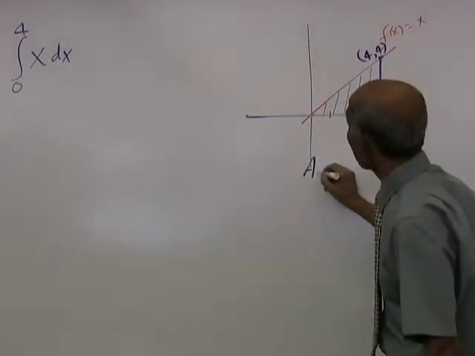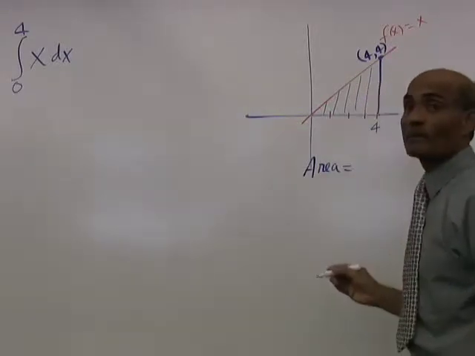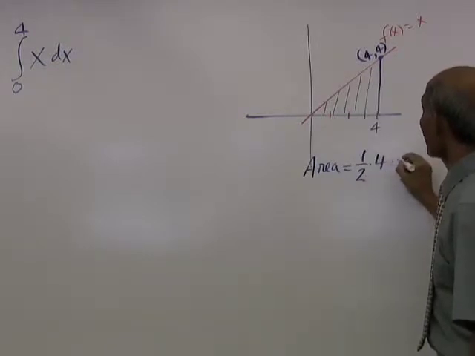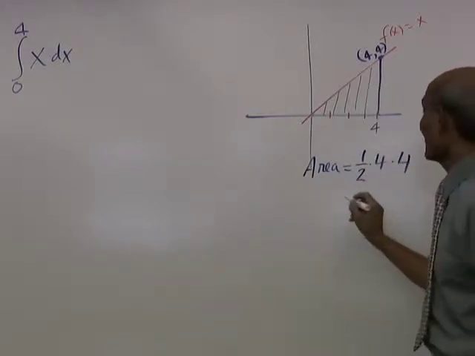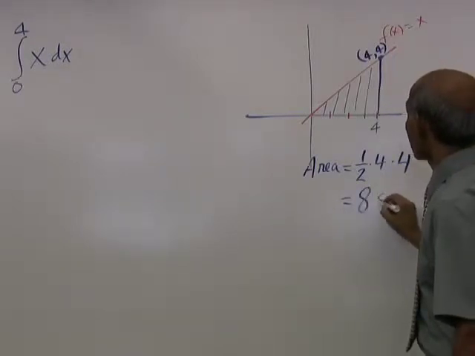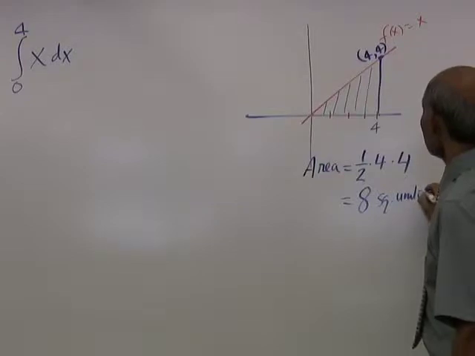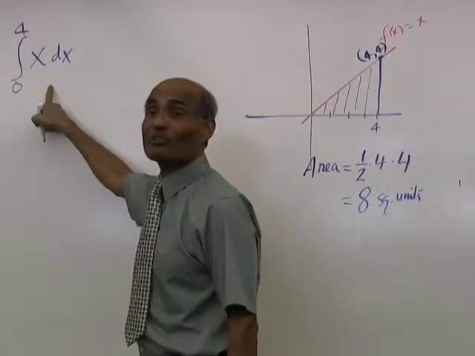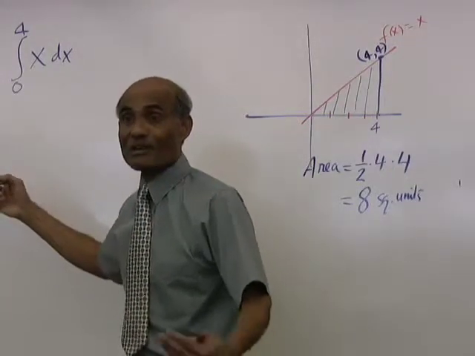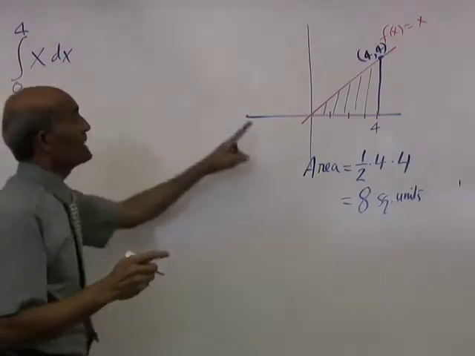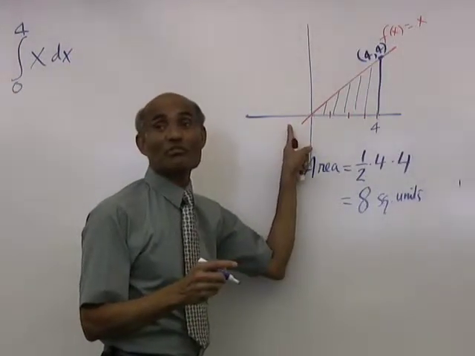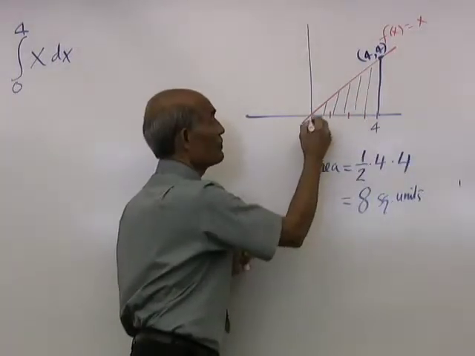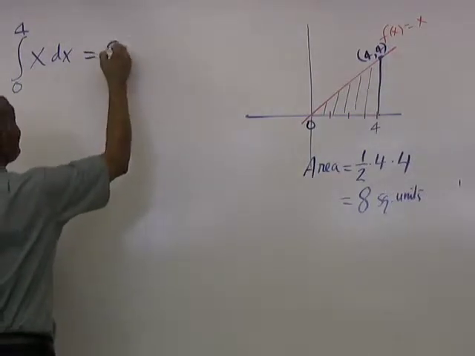What is the area of this triangle? Area of this triangle is 1/2 of base multiplied by height. And that will be 8 square units. The area of this triangle is 8 square units. That means the value of this integral must be 8. Is that right? Integral 0 to 4 x dx is the area enclosed by the graph of y equal to x from x equal to 0 to x equal to 4. So this is actually equal to 8.